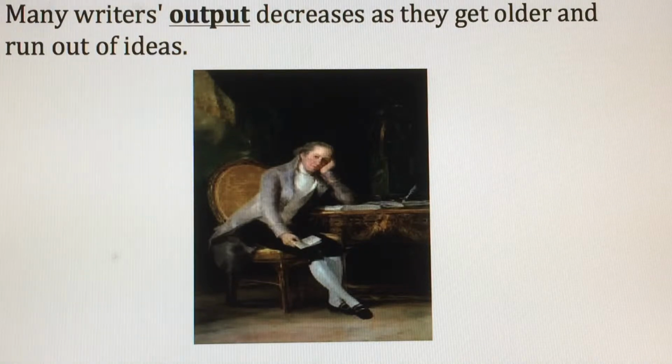So in this first definition, it's just the amount of something that a person, a machine, or an organization produces. So here, it's the person that's a writer and how much he writes. Usually, most writers run out of ideas as they get older. So you can see this older man trying to think, what should I write about today?